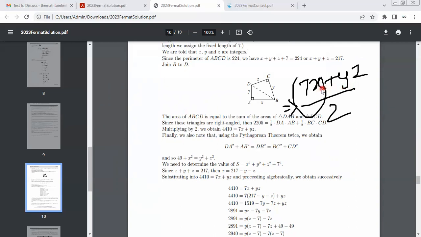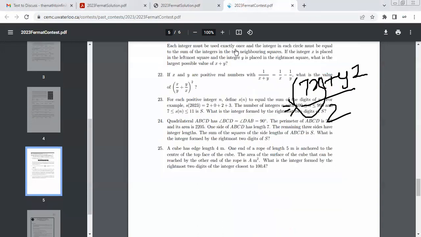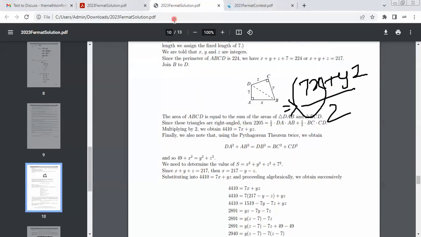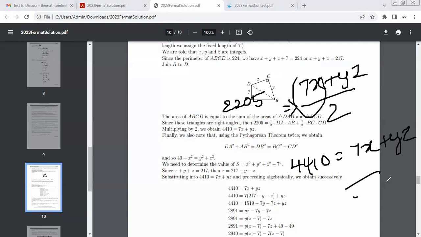When you add the two areas of the right angle triangles, and in the question it is mentioned that the area of the quadrilateral is 2205, let's equate that. You can multiply both sides by 2 to cancel out the 2. You will have 4410 is equal to 7x plus YZ. Is it clear?